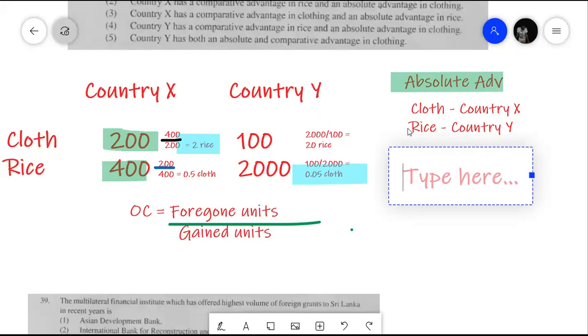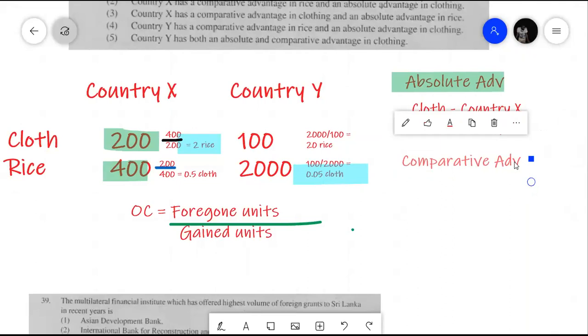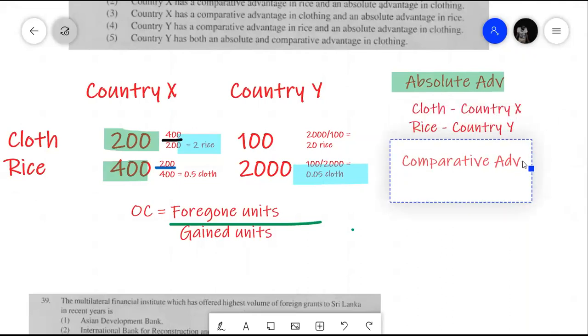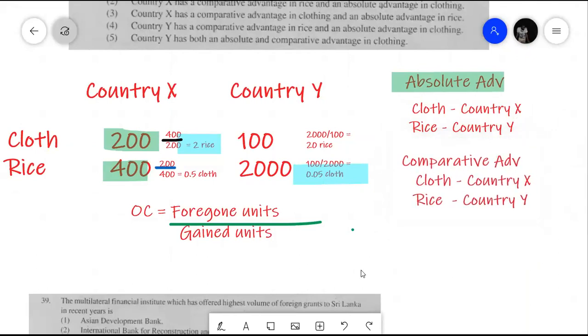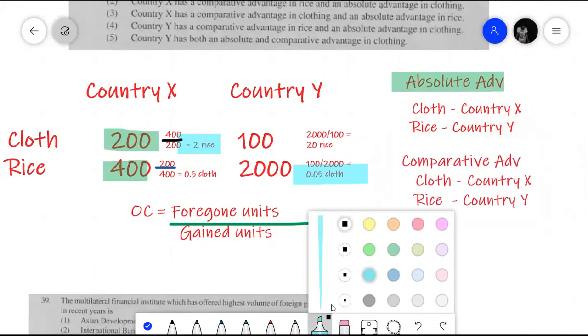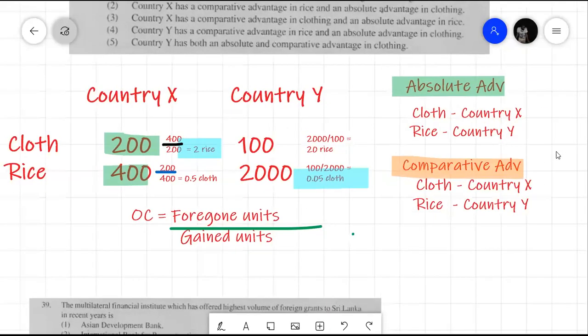So now we have that also. Okay, guys, since it's the very first question, I'm taking time. I will not take this much time for these questions. These are very basic questions. Okay, right. So tell me comparative advantage. If you look at it, cloth, you had whom? Country X. Yeah. For rice, you had country Y. Okay. So now this is all the information that you need, guys. Once you have all of this information, all you have to do is go and read the answers and see which one is the correct one.